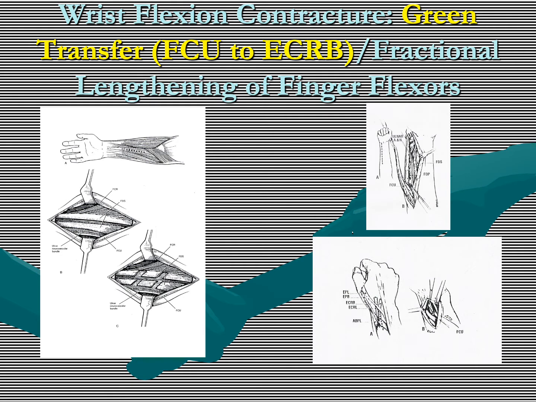Here are two diagrams to show the surgical plan. You can perform fractional lengthenings of the finger flexors, as you see here, through a volar incision, and the diagram on your right shows the plan for the FCU to ECRB transfer, where the FCU is swung around the ulnar border of the forearm.